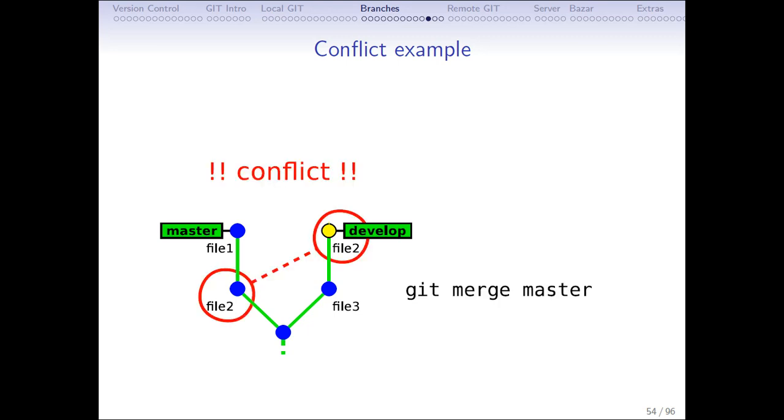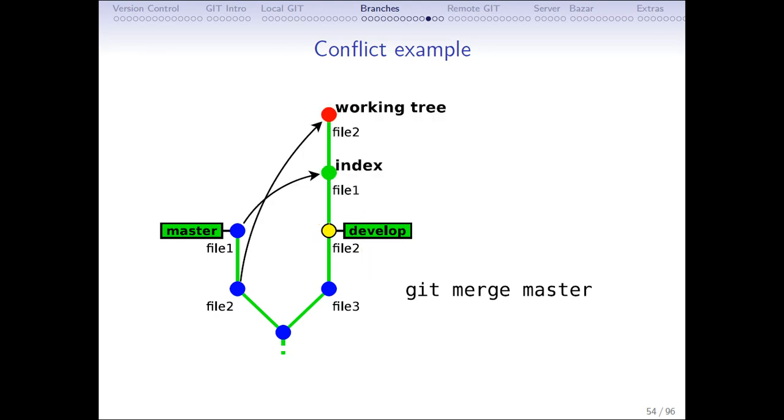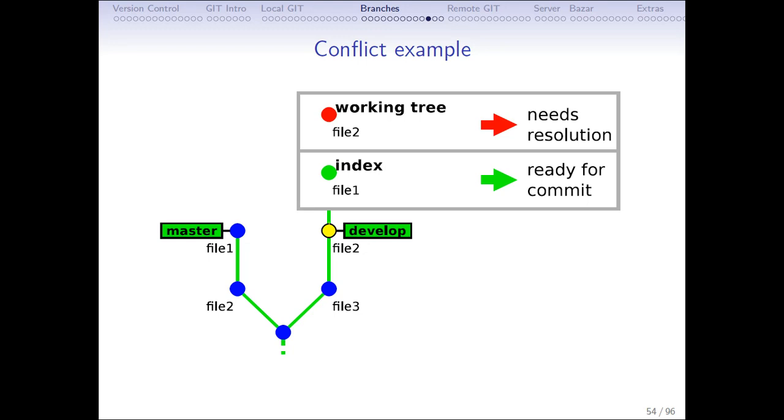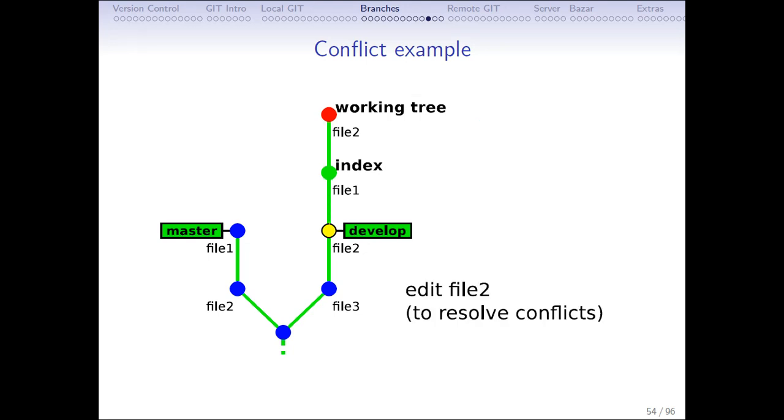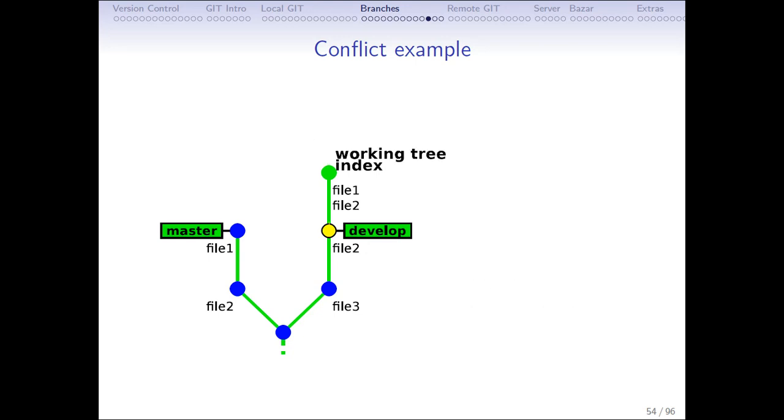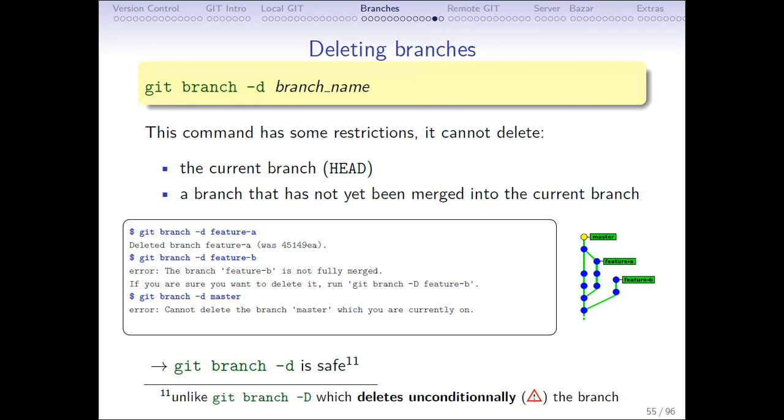So conflict. Okay, so git merge master we are doing. So working through the tree, you can see git merge master. So file two, as I told, is present on both sides. So it needs resolution, right? File two. So what we are doing here is editing file two to resolve the conflict. And then, okay, deleting branches, we can see here, -d is the option to delete the branch: git branch -d branch name. Here in the example, you can see we are deleting feature A and feature B.